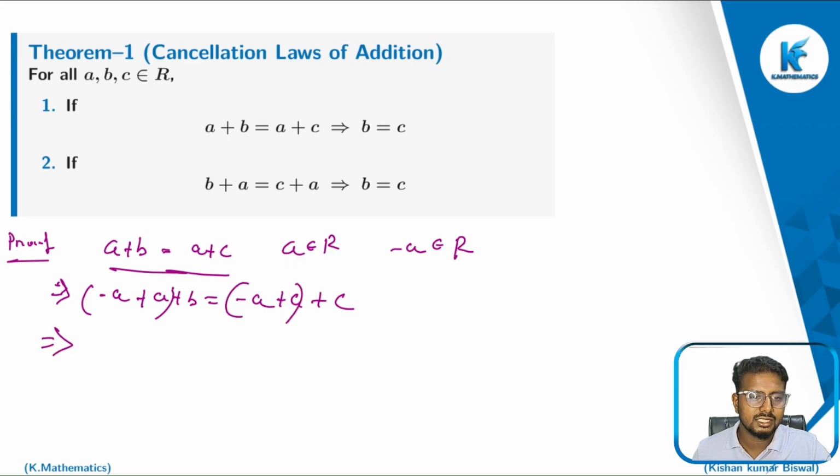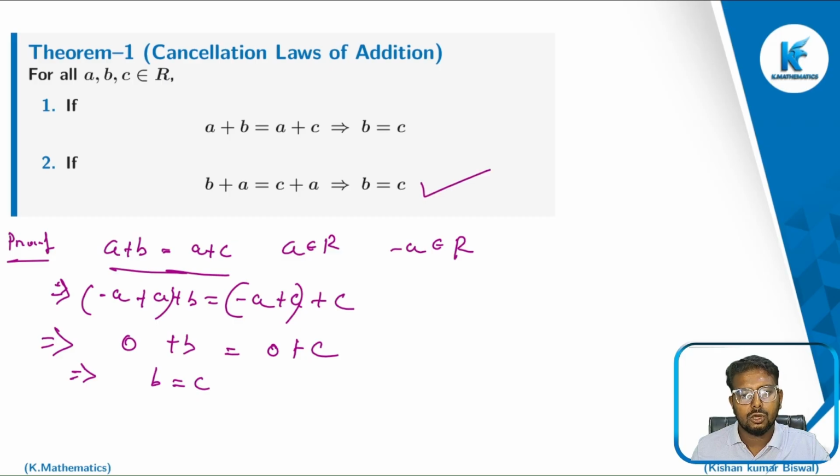So that implies minus a plus a into b equal to 0 plus b, and this is equal to 0 plus c. And here 0 is the additive identity, so here we get b equal to c. Similarly, you can prove right cancellation law of addition.